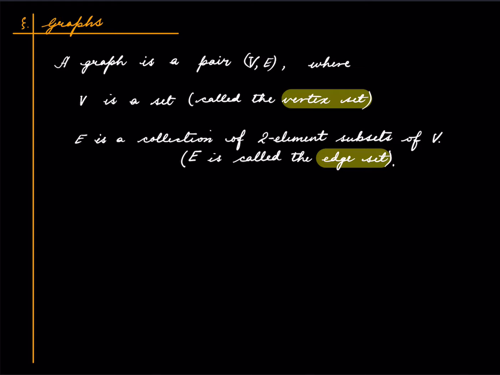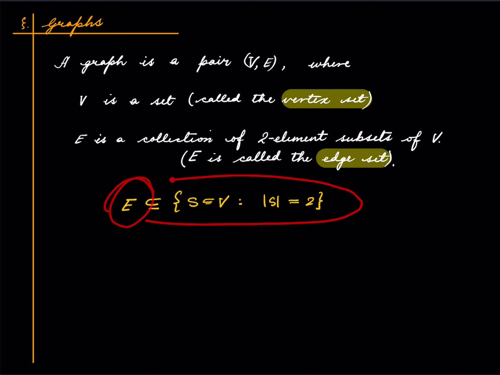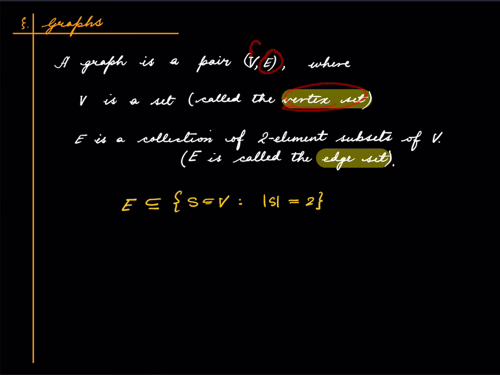So another way to express this would be saying that E is a subset of the set of all the two element subsets of V. So this is the set of all the two element subsets of V, right? And E is a subset of it. So you pick any such thing which is a subset of that set, and you make this pair. Any such pair is a graph on V. We call it a graph on V. And V is called the vertex set of the graph. E is called the edge set of the graph.